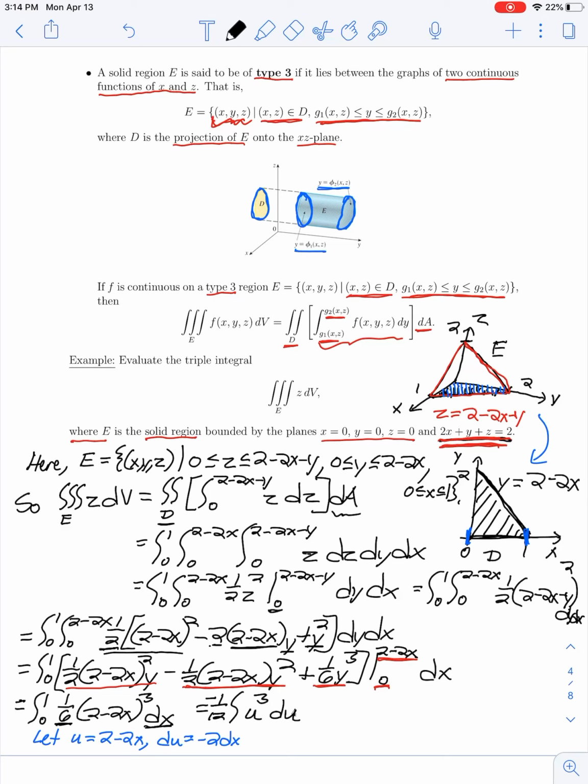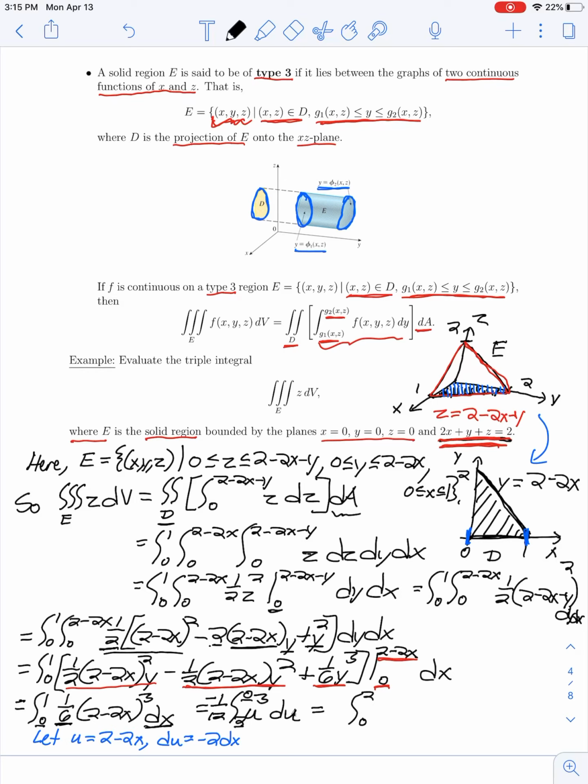And then changing our limits of integration, well, let's look at the lower one. If x was equal to 0, then u is 2. And when x is equal to 1, u is 0. So here I have the integral from 2 to 0 of this negative 1/12 u cubed du. So what I might do is first reverse the order of those limits of integration. I usually like the larger value to be on top.